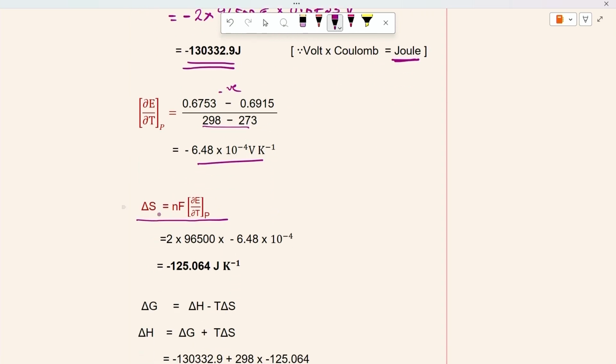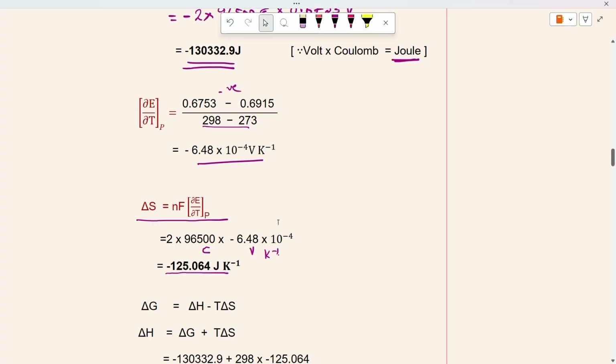Now, you can calculate delta S, that is N into F into the value of dou E by dou T, that is minus 6.48 into 10 to the power minus 4, and the answer on calculation is minus 125.04 joules per Kelvin, because this is coulombs, this is volt per Kelvin. Okay. So, coulomb into volt makes it joule per Kelvin. So, that is the answer, minus 125.064.